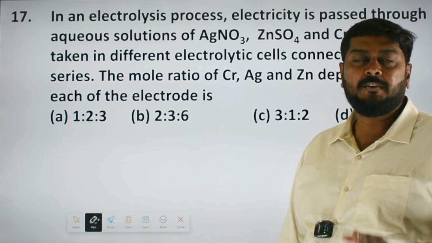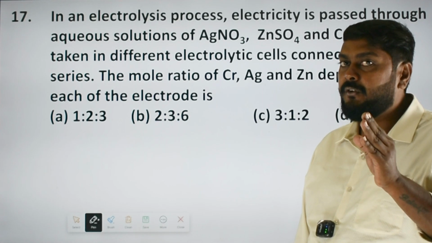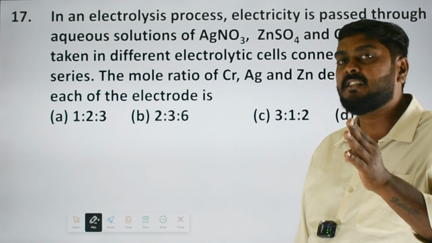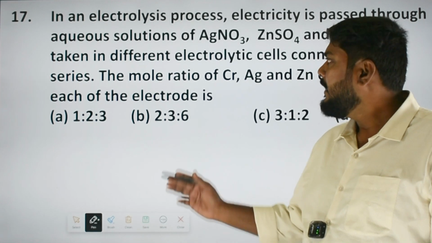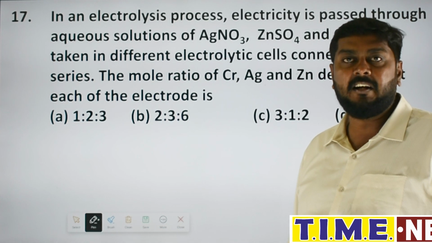See this question, it is from the unit electrochemistry and from Faraday's law, right? So we must know how to predict whether it is Faraday's first law or second law, right? You are given 3 different electrolytes, hence it is from Faraday's second law.